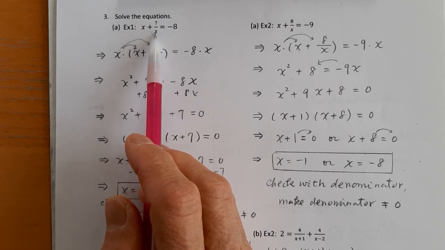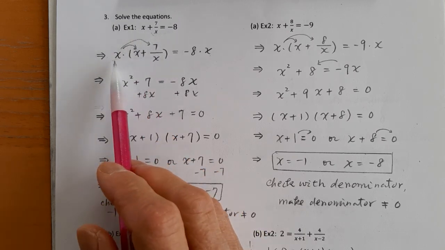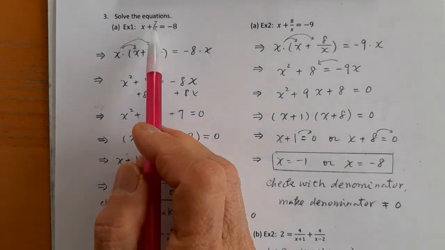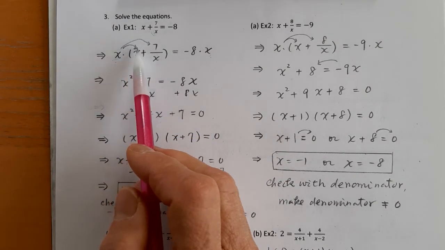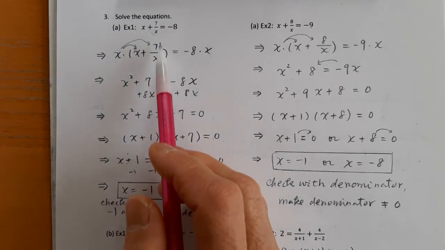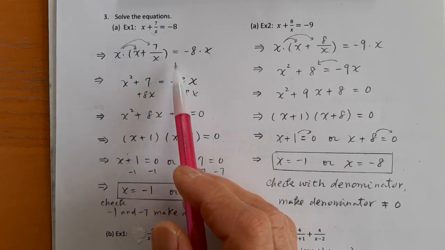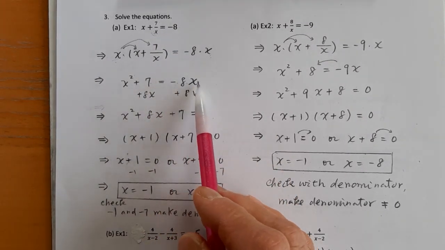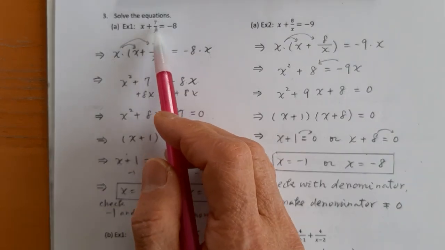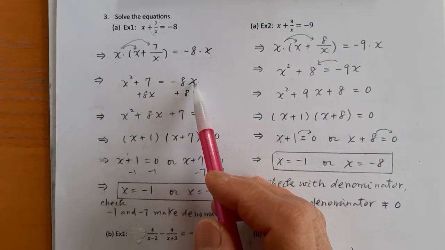Remove this denominator, so we multiply both sides by x. Put parentheses: left side times x, right side times x. Then distribute: x times x is x squared. 7 over x times x, the x cancels, get 7, equals negative a times x, which is negative ax. So the first term times x is x squared, 7 over x times x is 7, negative a times x is negative ax.